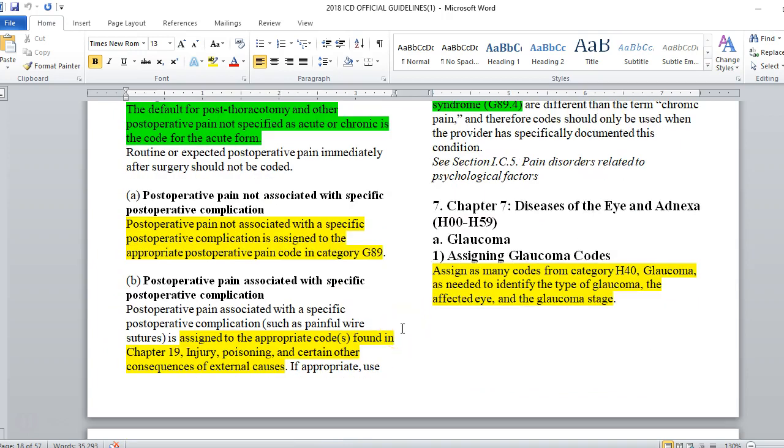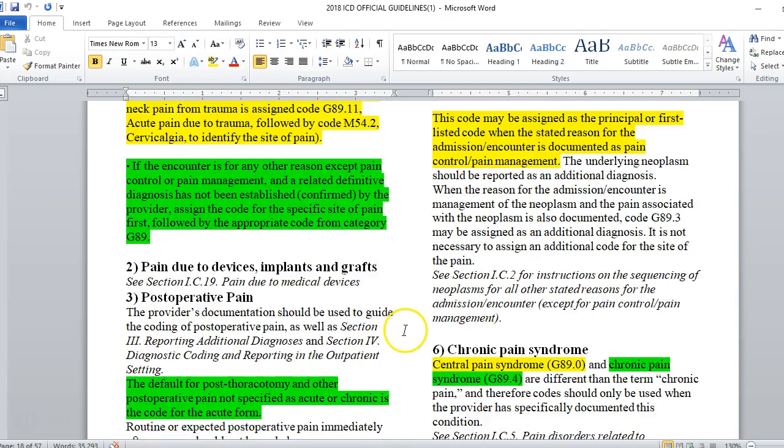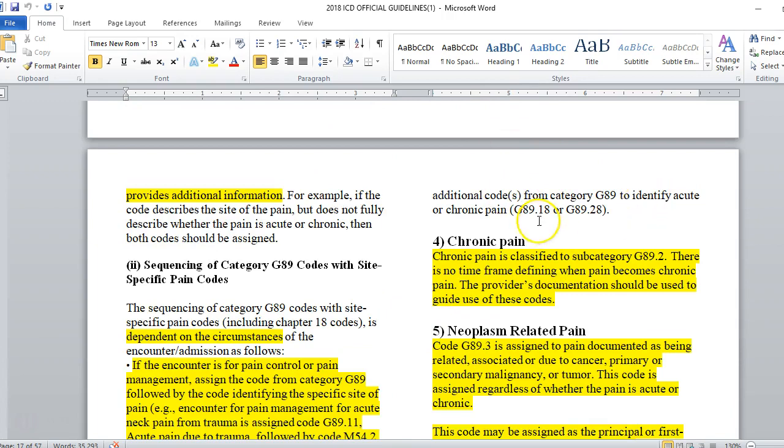Postoperative pain not associated with a specific postoperative complication is assigned to the appropriate postoperative pain code in category G89. So again, when it's not associated with a postoperative complication, okay? But if postoperative pain is associated with a specific postoperative complication, such as painful wire sutures, it is assigned to the appropriate codes found in Chapter 19, Injury, Poisonings, and Certain Other Consequences of External Causes. If appropriate, use additional codes from G89 to identify acute or chronic pain.